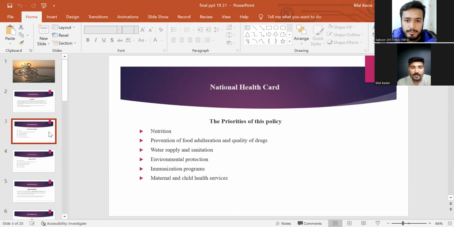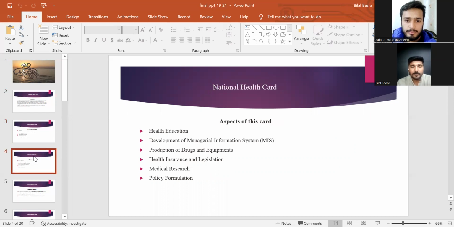Next are the priorities of this policy. Number one is nutrition, prevention of food adulteration, and quality of drugs. Third is water supply and sanitation. Fourth, environmental protection. Fifth, immunization programs. Sixth, maternal and child health service.